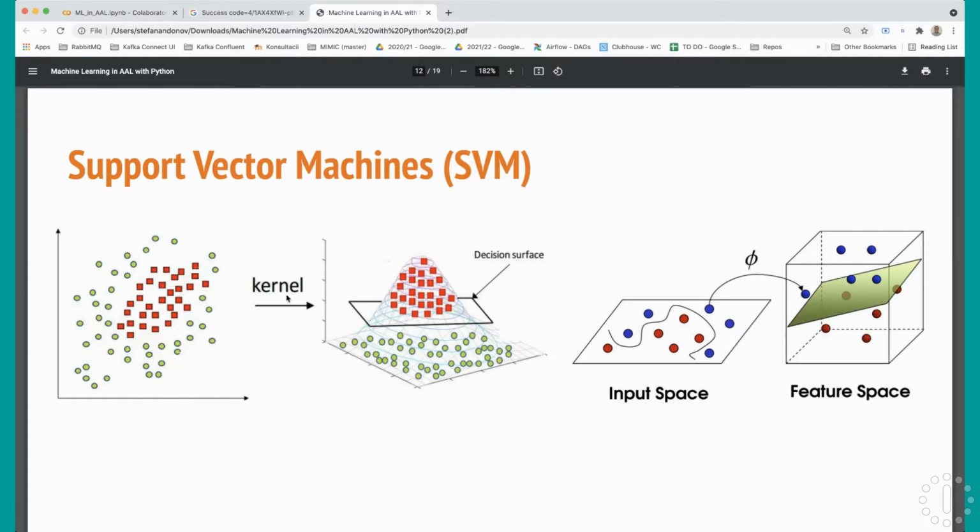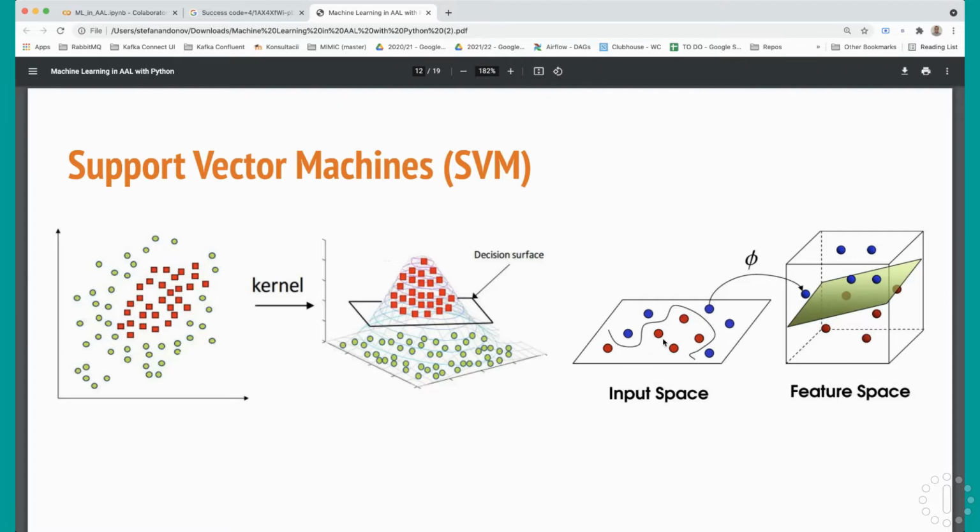What does that kernel function do? Sometimes it's some Gauss function or something else. There are a lot of kernels that exist. What it does is map each of the points through that kernel function, and now it's in three-dimensional space, as we can see over here. And now the decision surface, or the hyperplane, is much easier to detect.